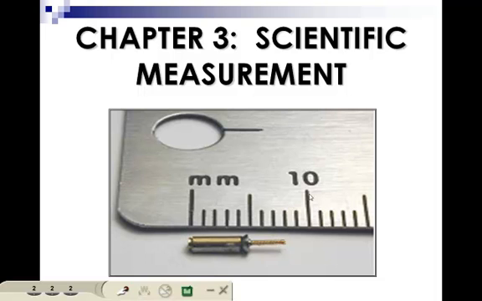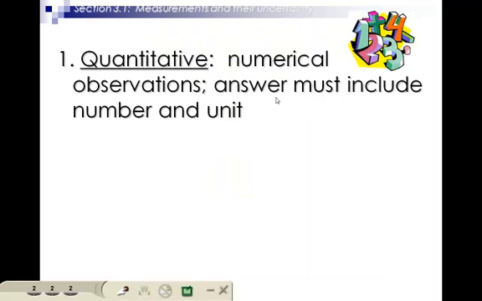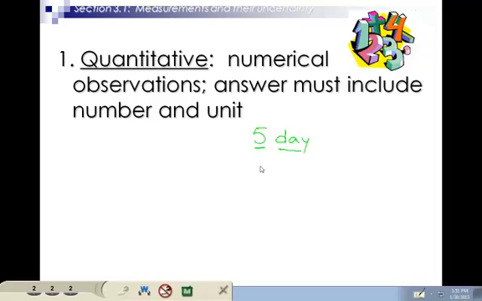The first one is quantitative measurements. Quantitative measurements are numerical observations. They are numbers with a unit. For example, if you have 5 days, this is my number, and a day is a unit. I could say 140 kilograms, number, unit. All answers must include a number and a unit. If it doesn't include a unit, it will be considered incorrect.